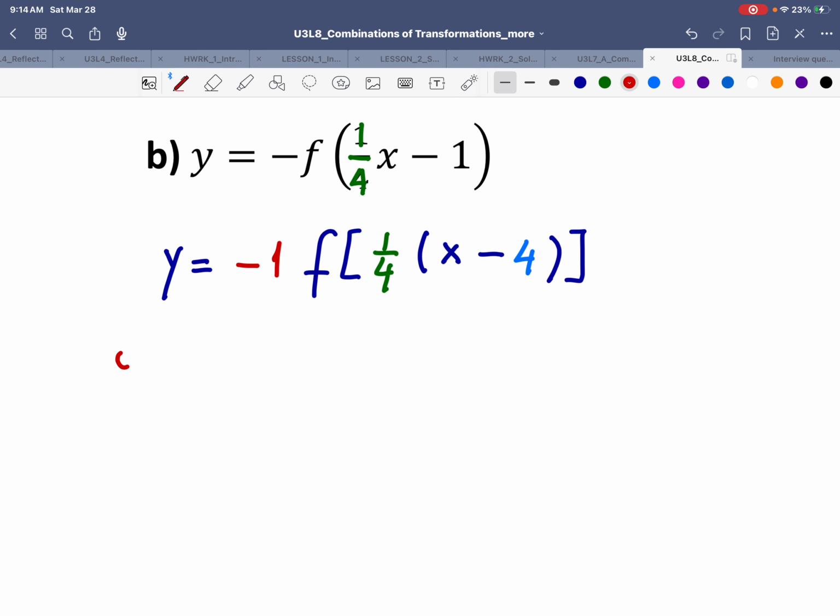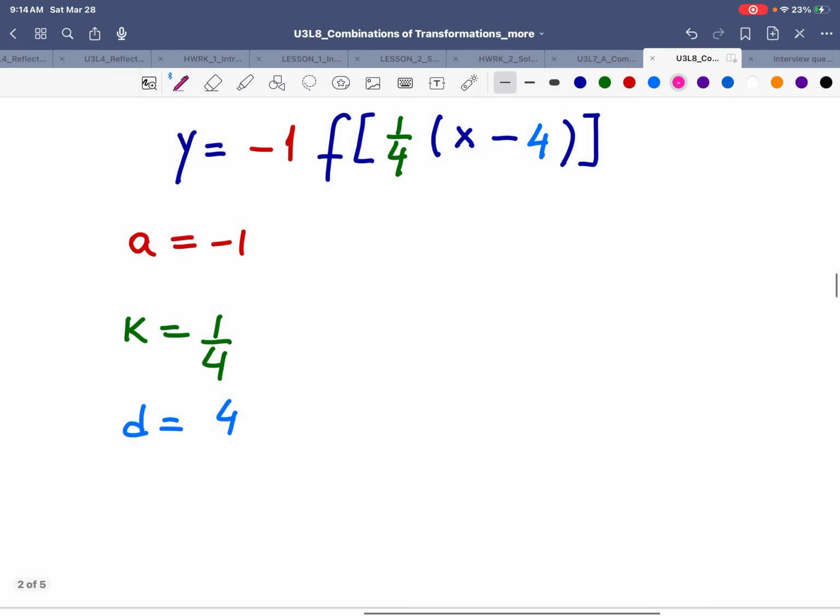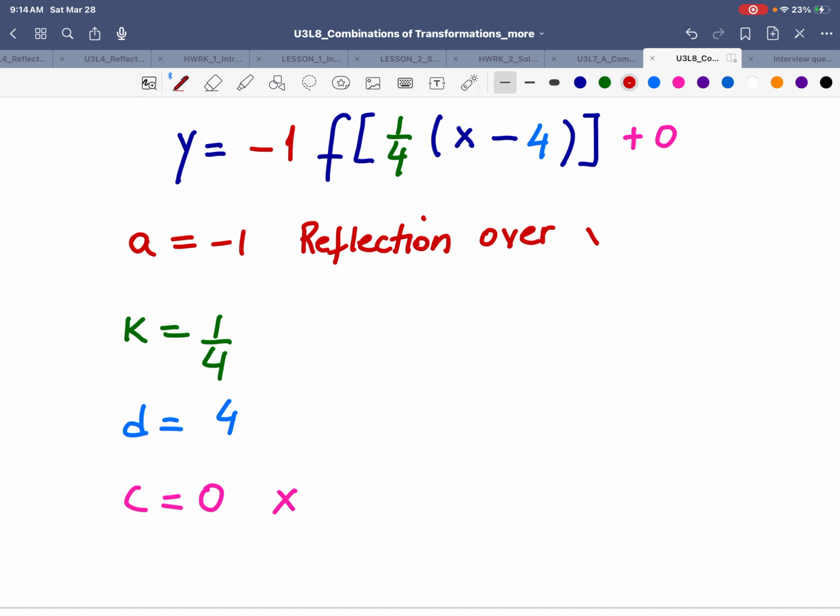Now we have coefficient a equal to negative 1. We have k equal to 1/4. We have d equal to positive 4. And we have c equal to nothing. So there is nothing added to the end, which means that we don't have to state any transformations for the vertical translations. So a of negative 1 will not cause any stretches, but definitely reflections of the y values. Reflections of the y values happen over the x-axis. That would be the reflection line.